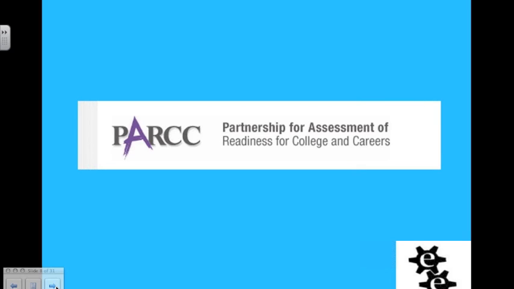The PARCC test is also computerized, but it is not adaptive. One of the most popular adaptive tests right now you might be familiar with is NWEA's MAP test, but that's going to be for Smarter Balanced. The two summative assessments are at the end of the year, like we said, and there's formative assessments along the way to provide instruction at the beginning and then also to look for interventions along the way.